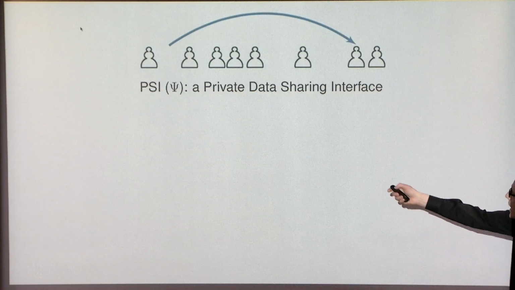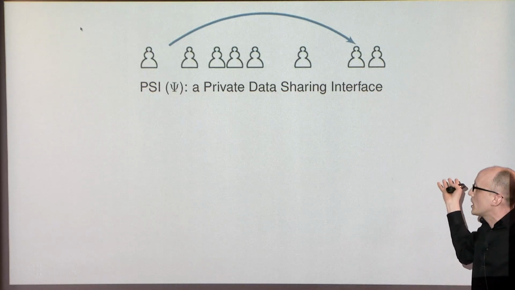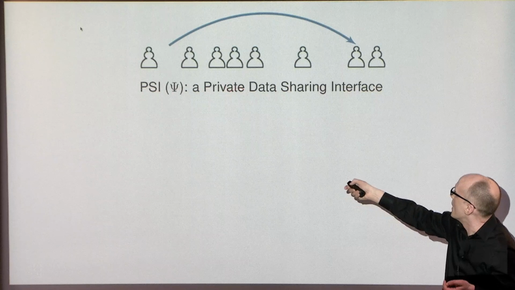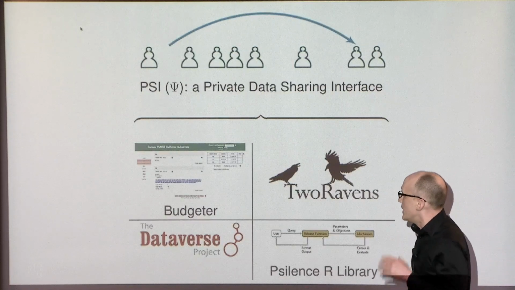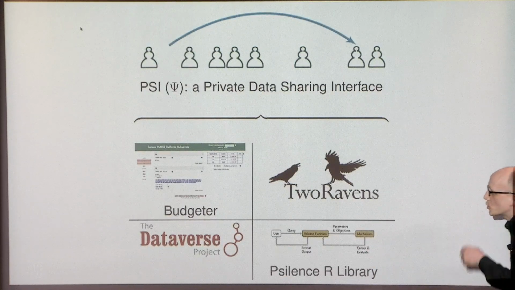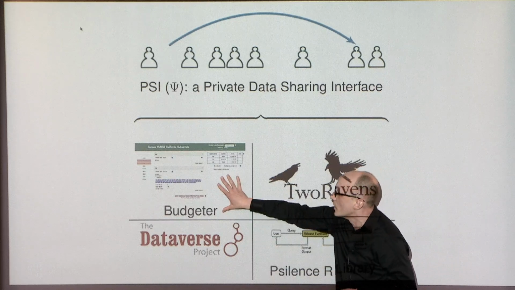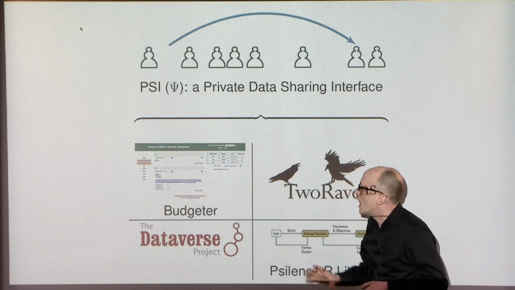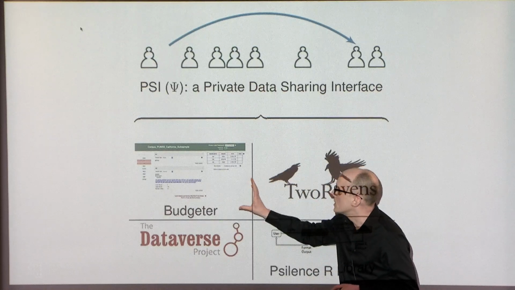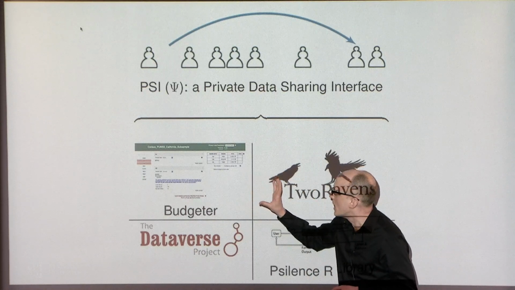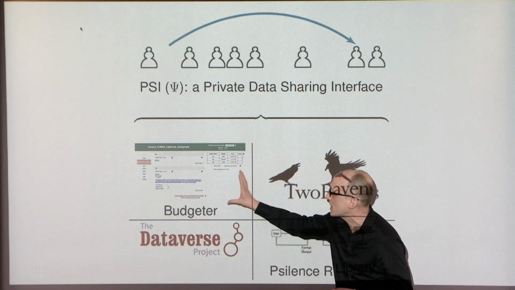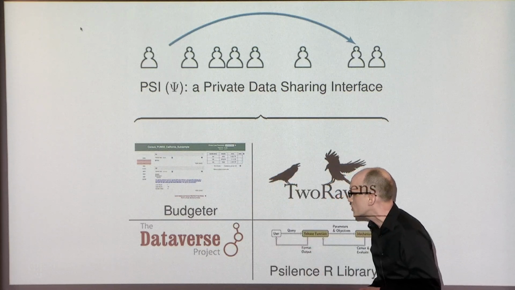So PSI, it's named after the ancient Greek emoticon of somebody shrugging. It stands for Private Sharing Interface. It is a system of 4 individual tools: a budgeter, which I will guide through because it's the easiest thing to demo because it's very graphical, that guides the novice into making reasonable budgeting decisions about their epsilon across the statistics that they would like to release to future researchers.